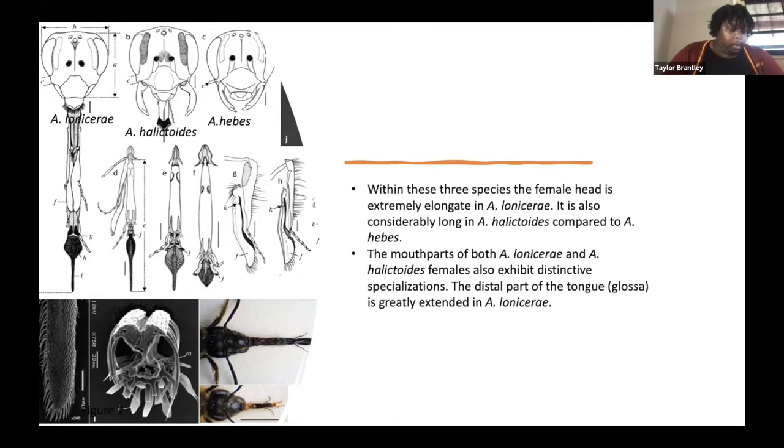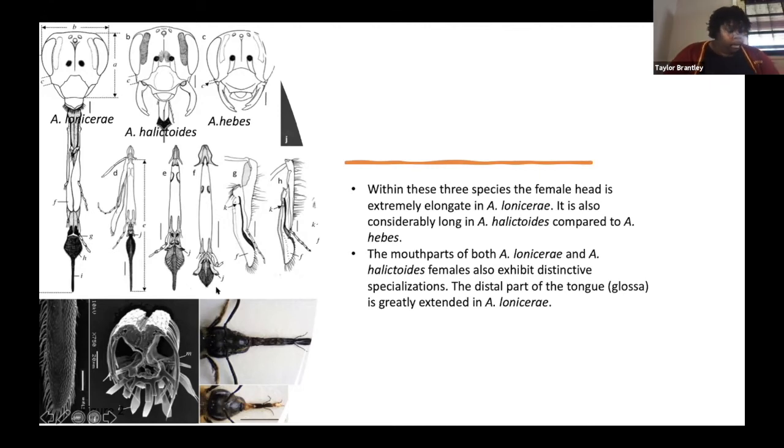The mouth parts for both A. lanicerae and A. halictoides females also exhibit distinct specializations. The distal part of the tongue is greatly extended in A. lanicerae. If you look here, it resembles a string and is fairly elongated in A. halictoides, which is this one here, compared to that one, which is of A. hebes.